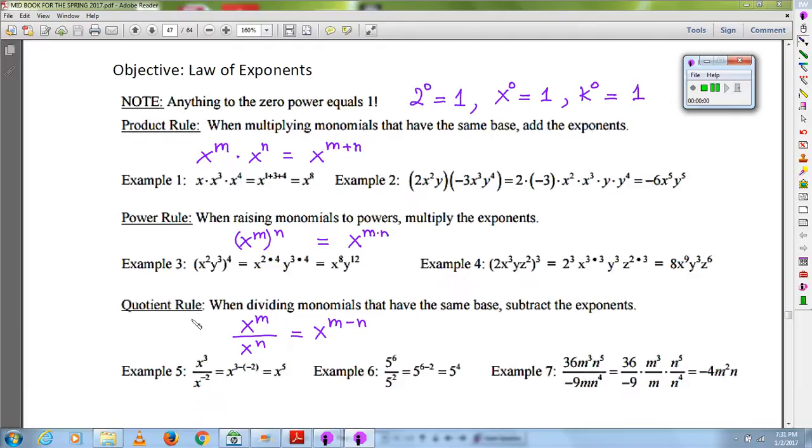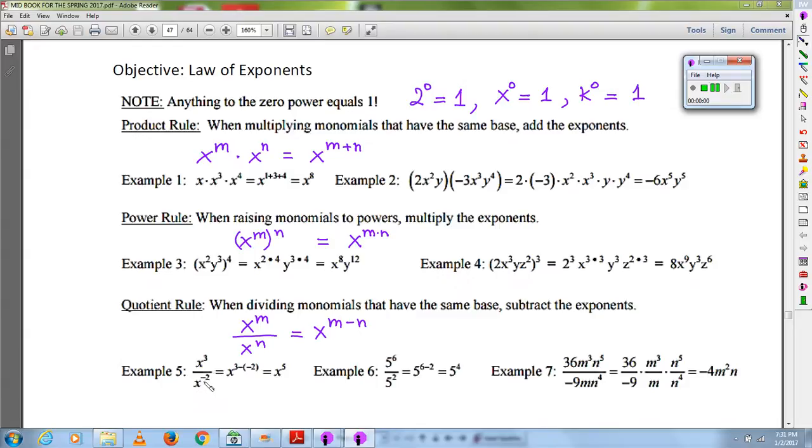And the last rule is what we call the quotient rule. When you divide monomials that have the same base, you subtract the exponents. The base here is x and the exponents are m and n. So you just subtract the exponents, subtract n from m. So let's look at example 5.